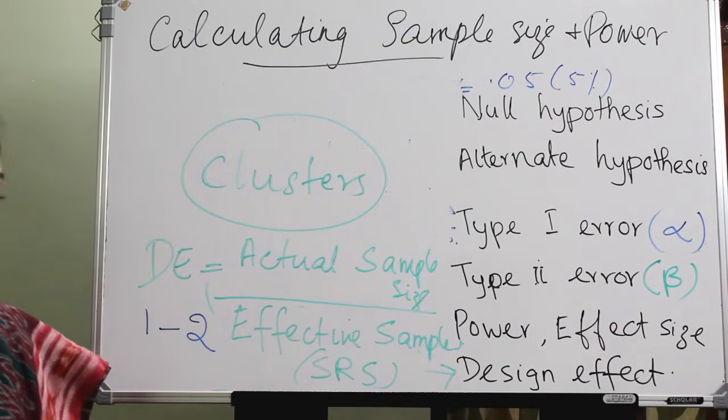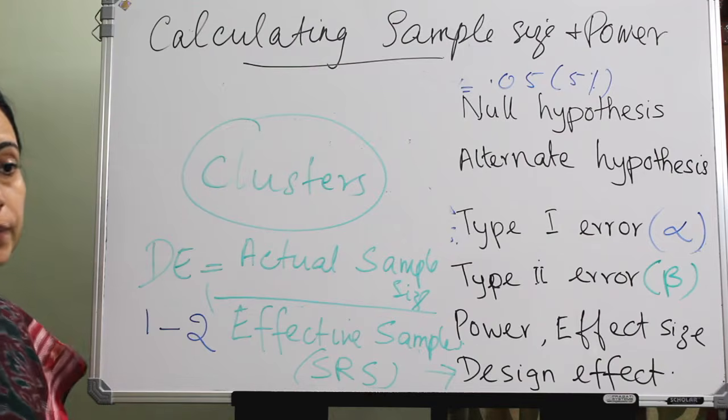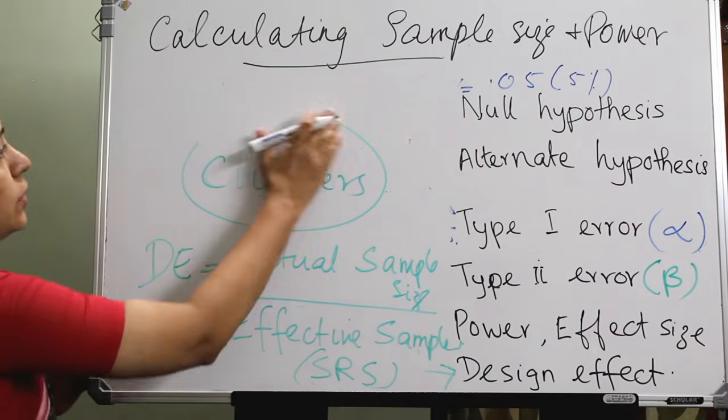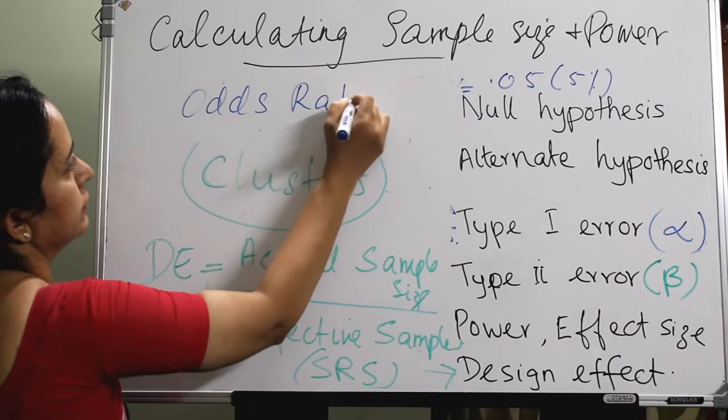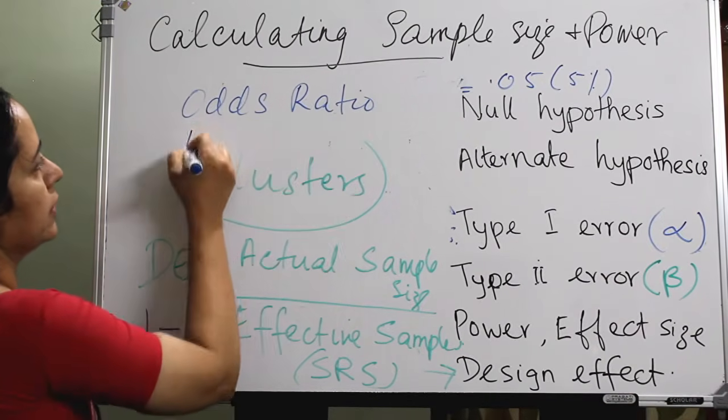Okay, it is usually done for geographical clustering or cluster sampling. Okay, and another two terms you have to know is, one is an odds ratio and another one is relative risk.